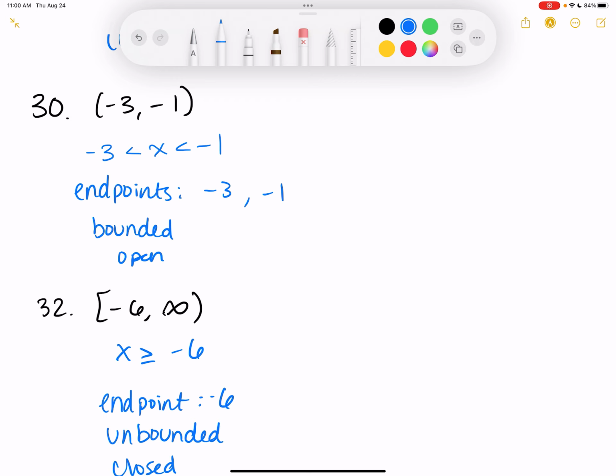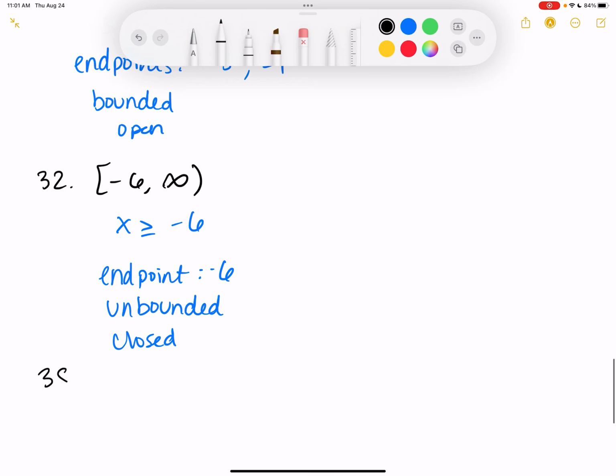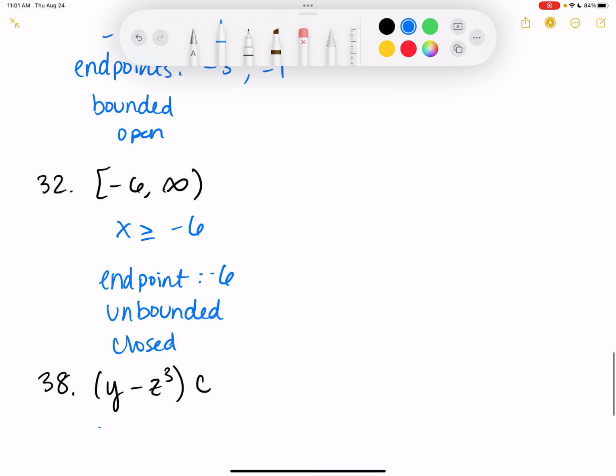Use the distributive property to write the factored form or the expanded form of the given expression. So basically, whatever it does, you're doing the opposite. So 38, we've got y minus z cubed times c. In this case, it's already condensed down, so we're going to expand it. If it's already expanded, we're condensing it. So what are we doing for this one? I'm going to distribute the c. So we get cy minus cz cubed.